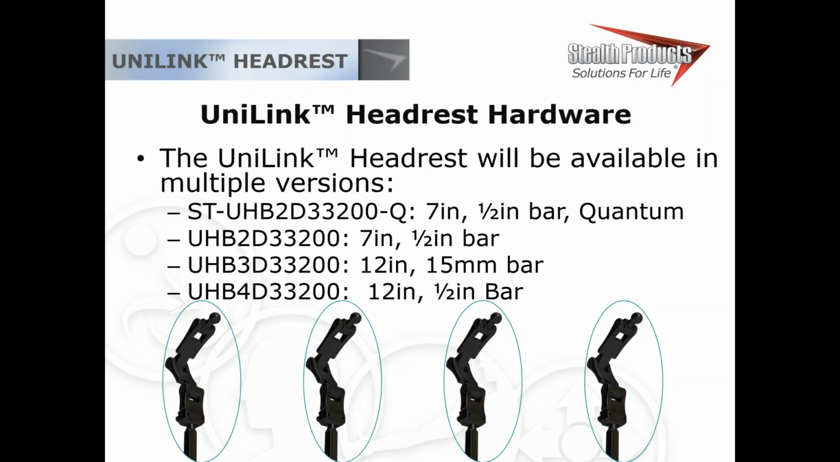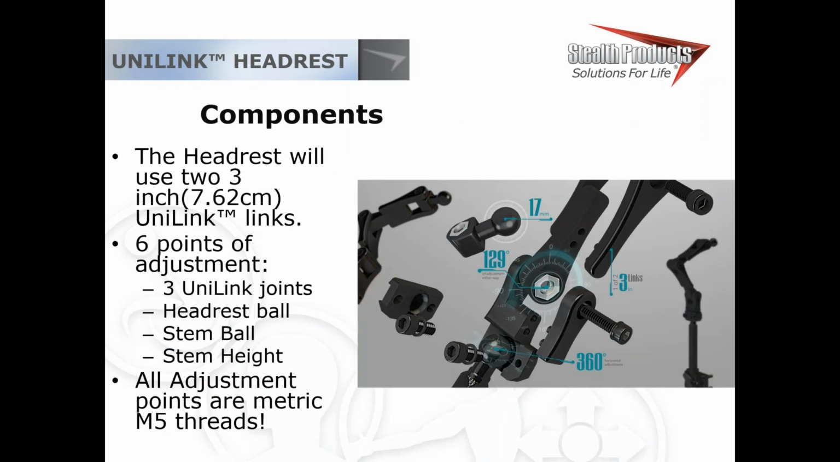So looking at it, you're going to have two 3-inch long links here. You'll have 6 points of adjustment. You've got 3 UniLink joints. You've got a headrest ball. You've got a ball in your stem, and you can adjust your ball or your stem height. So everything is M5 metric here. Again, every single thing here is a 4 millimeter Allen wrench.